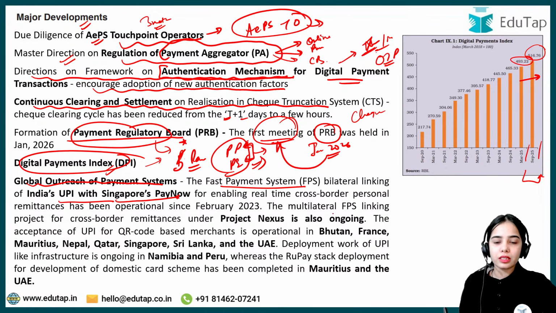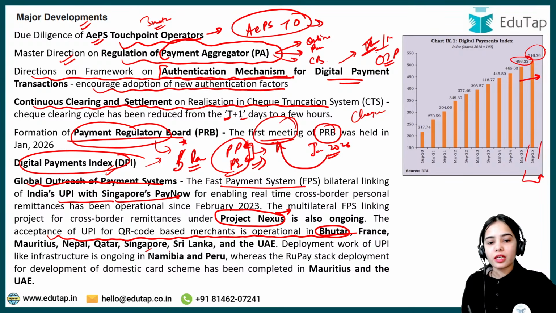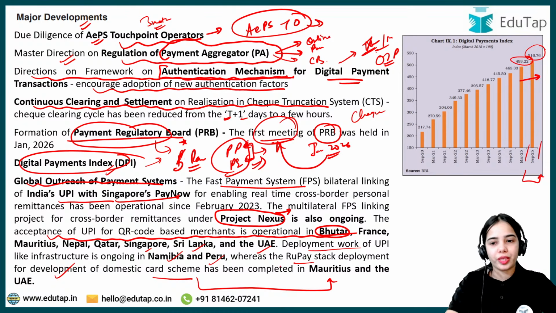Okay. As well as the RBI has also joined Project Nexus, which is under the BIS Innovation Hub, as well as the acceptance of UPI for QR code based merchants is operational in Bhutan, France, Mauritius, Nepal, Qatar, Singapore, Sri Lanka, and UAE. Deployment work of UPI-like infrastructure is ongoing in Namibia and Peru, as well as RuPay. RuPay is the indigenous card network. So the RuPay stack deployment and development of a domestic card scheme has been completed in Mauritius and the UAE.